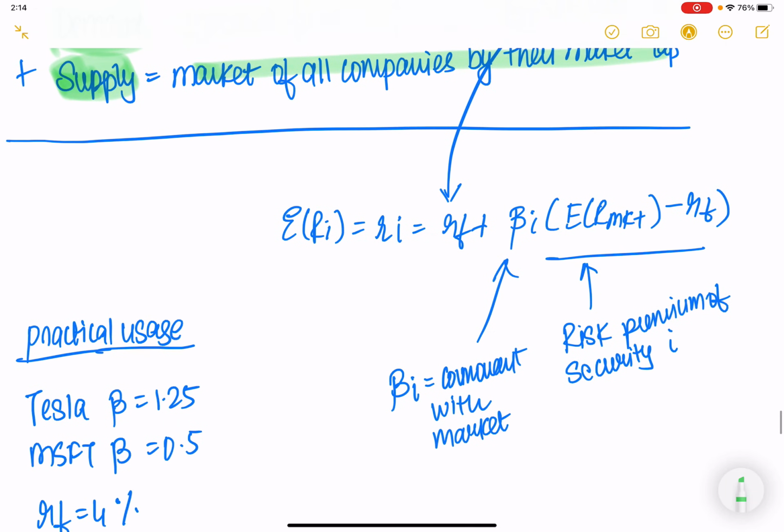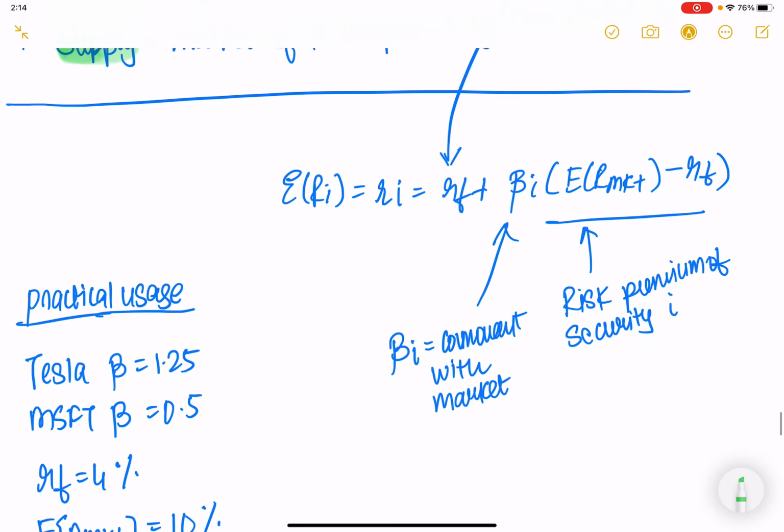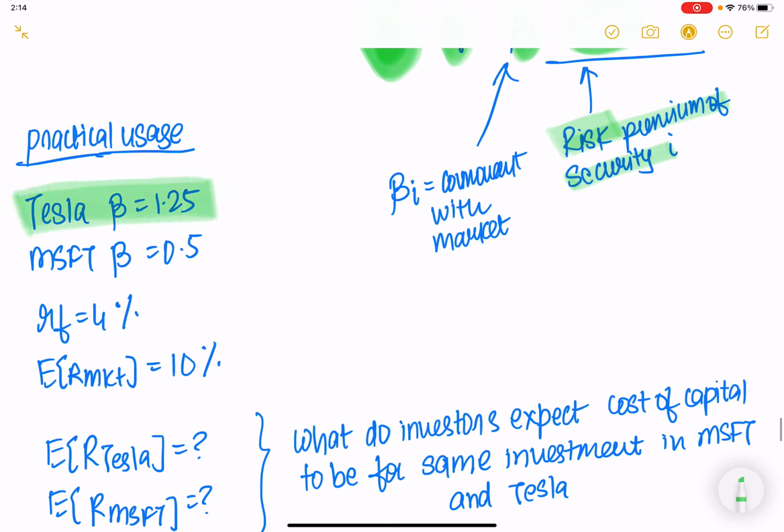So what is cost of capital in a real example? Let's look at that. Cost of capital helps us with this return expectation, which says R_i, the return that I expect from a stock, equals the risk-free rate plus beta times the market return minus the risk-free return, which is the risk premium of a given security. So let's take a concrete example. Let's say Tesla has a beta of 1.25 and Microsoft has a beta of 0.5.